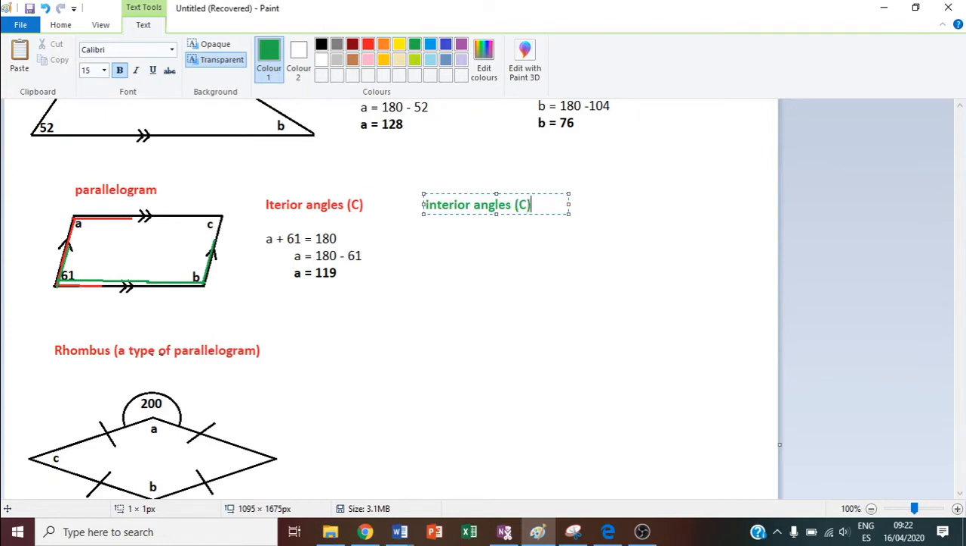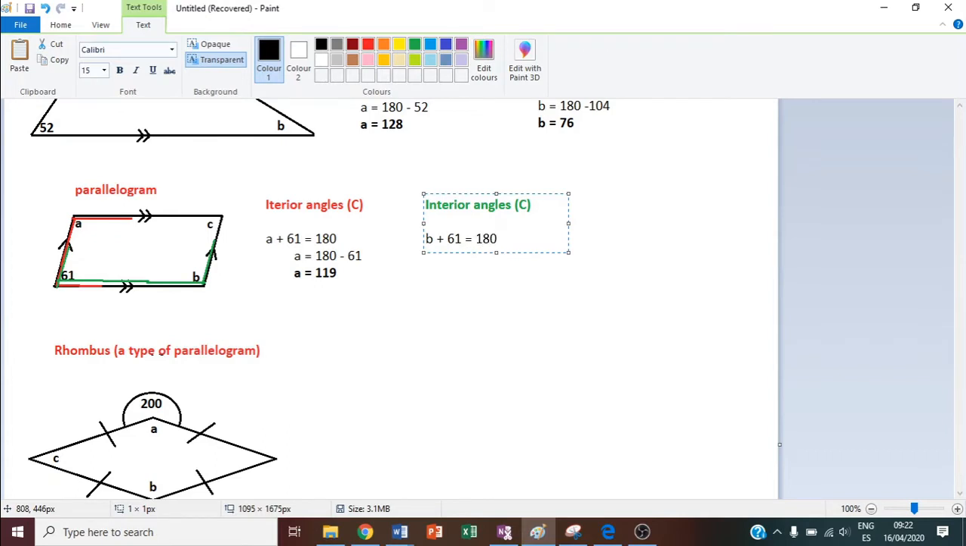So that's a C pattern. I've just noticed over here I missed my M. No big deal, you know what I mean. Interior angles, so that's a C pattern. So that means that B and 61 will add to make 180 as well. So B plus 61 equals 180.